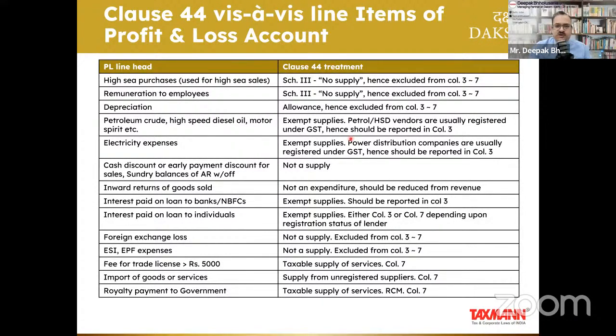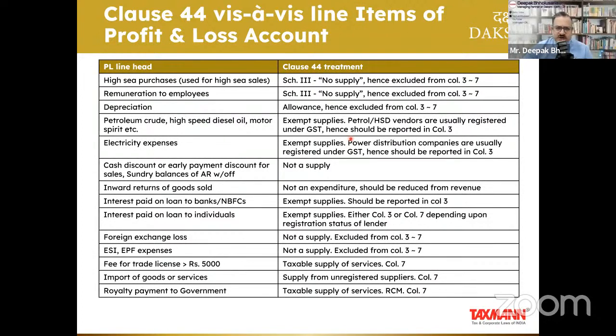Interest paid on loan to individual. We have understood that any interest paid to a bank is an exempt supply. But at the same time, if you're paying interest to some individual against a loan, it is also exempt. But the only difference is you need to see whether that supplier or that individual is registered or unregistered. If it's registered, column number 5. If unregistered, column number 7. No, column number 3. Oh, sorry, either column number 3 or column number 7. Sorry, my mistake. 3 or 7.